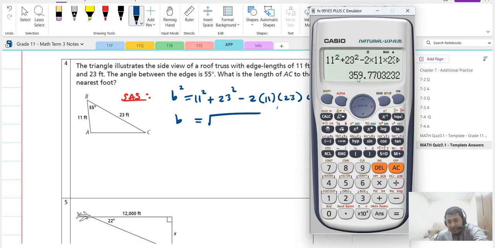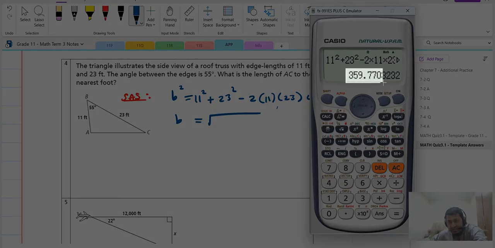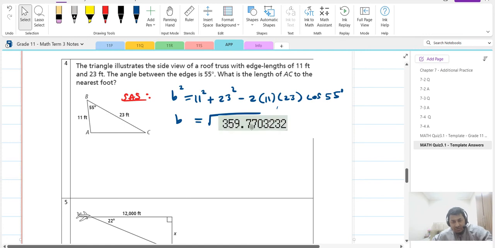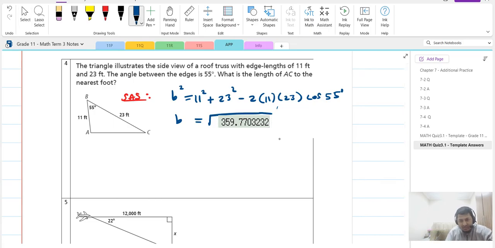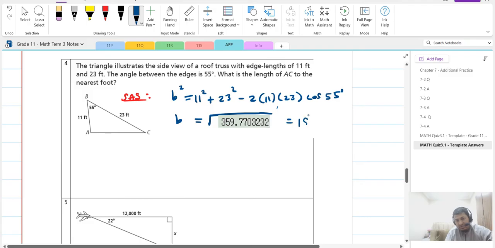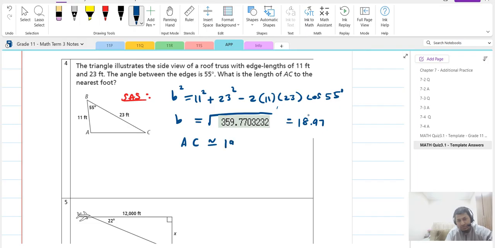359.77. Alright, so that's the answer I'm getting. And this must round off your answer to the nearest foot. So the value under the root is 359.7703, and if I take the square root of this answer, I get 18.97. So to the nearest foot, AC is approximately equal to 19 feet. I hope you're understanding, guys.